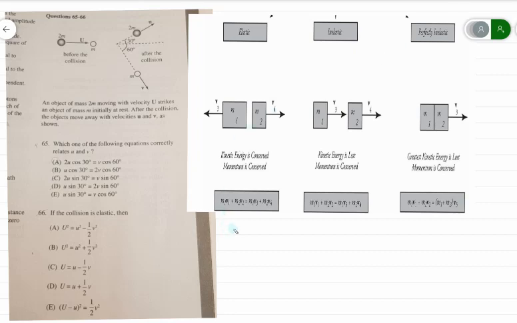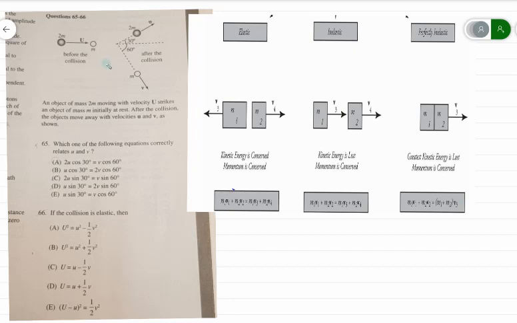Okay, let's look at this physics question. Let's look at this particular question. Which of the following equations correctly relate U and V? Now, what we have to do is to look at the momentum before the collision and the momentum after the collision.